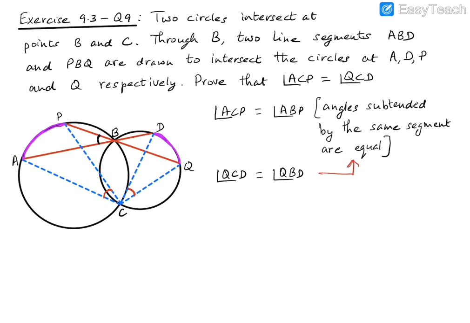So these are also angles subtended by the same segment of the circle, and we know that angles subtended by the same segments of the circle are equal. So therefore we will have angle QBD to be equal to angle QCD. So we have these two relationships available with us now. So we'll call these two relationships as equation numbers 1 and 2.